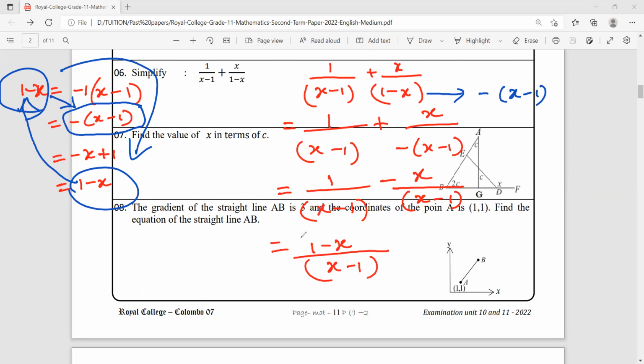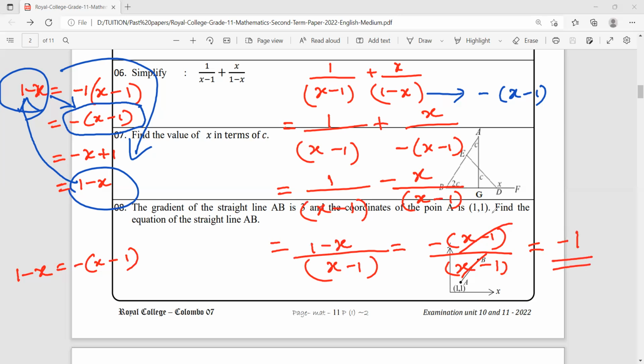So you can do the same thing here. 1 minus x, right? 1 minus x is equal to minus x minus 1. It is like this, right? And I will do the same thing. It's equal to minus x minus 1. Here it is x minus 1. Then you can cancel out these two and you get the answer 1. Actually, the answer is minus 1. This is the answer.